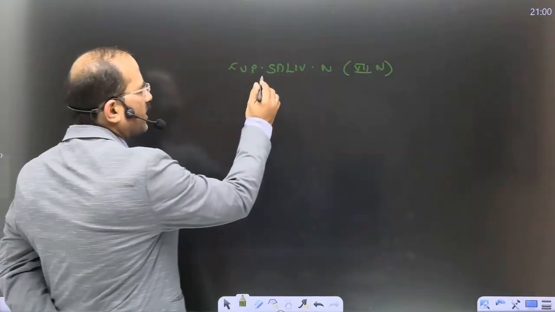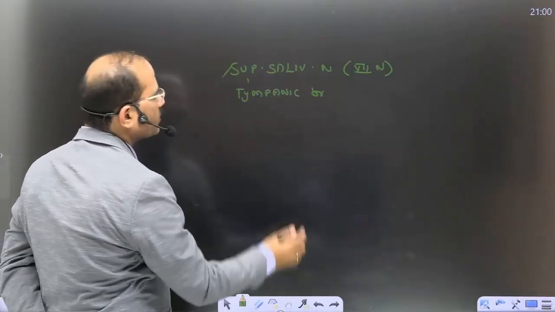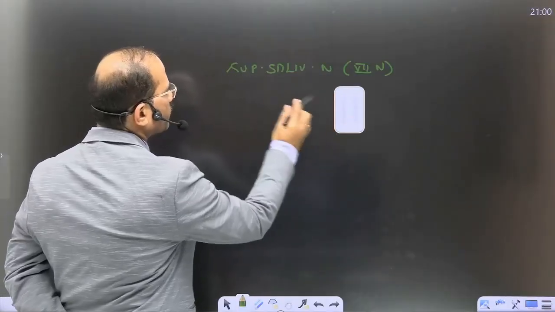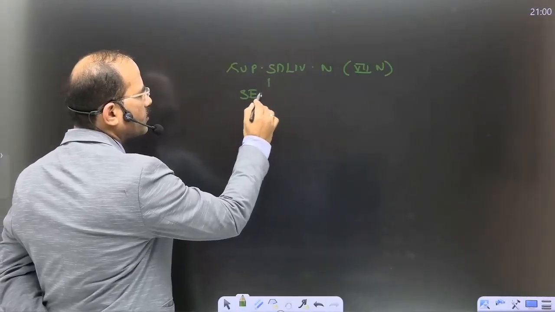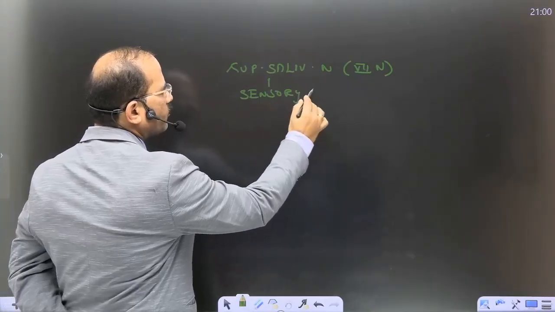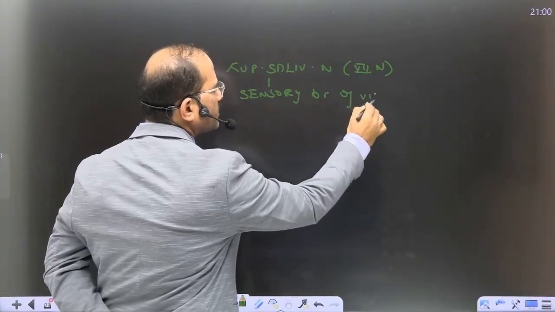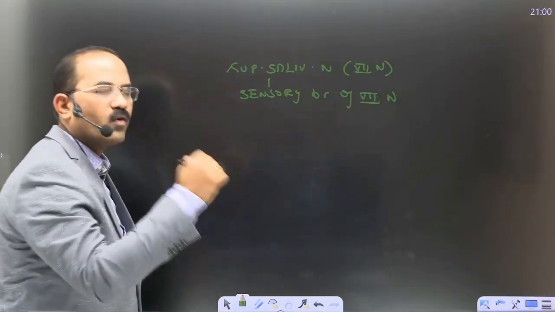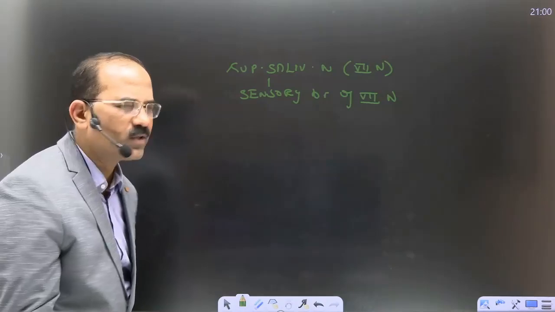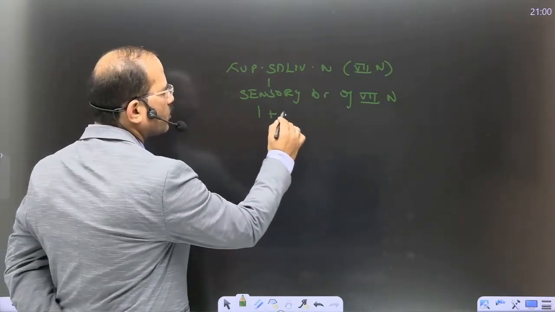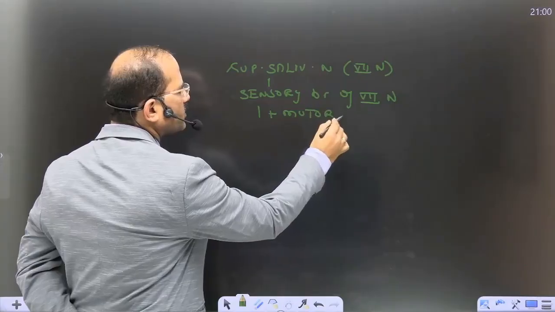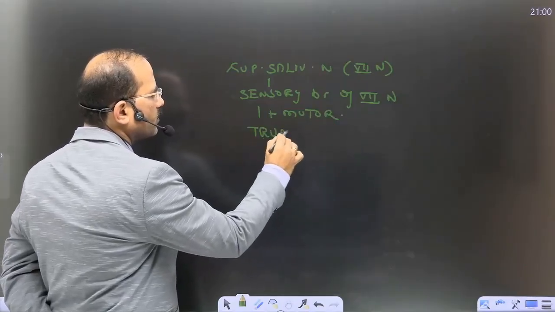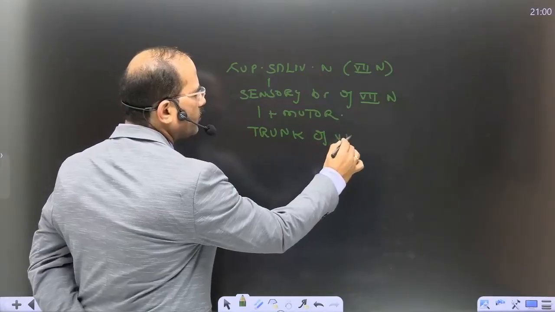So superior salivatory nucleus, the sensory branch of facial nerve. The sensory branch of facial nerve is known as the nervus intermedius or the nerve of Würzburg. Sensory branch joins with the motor branch and forms the trunk of facial nerve.